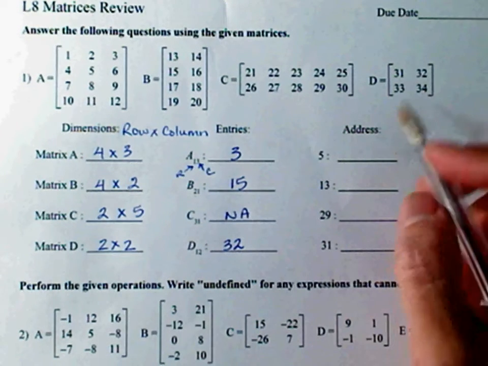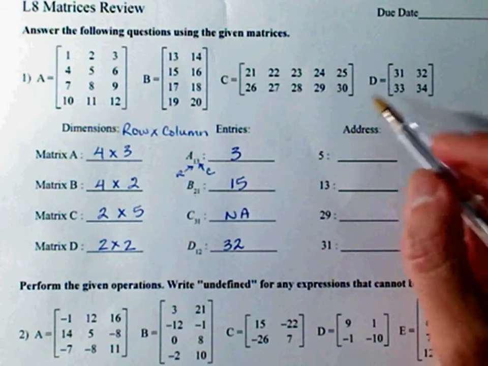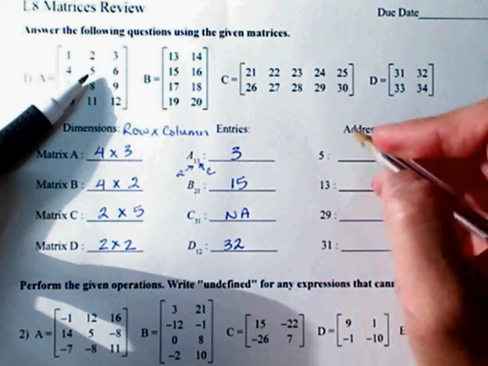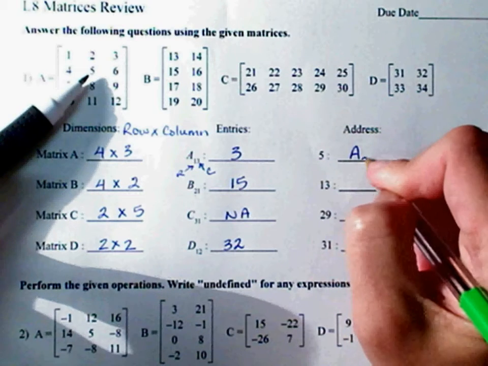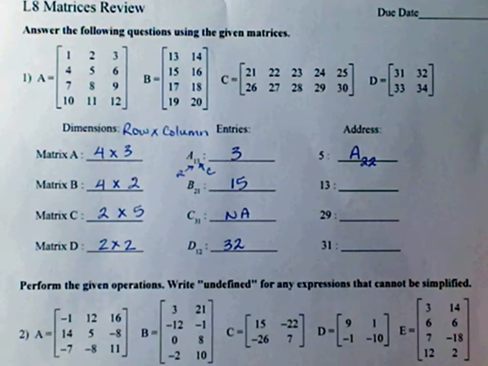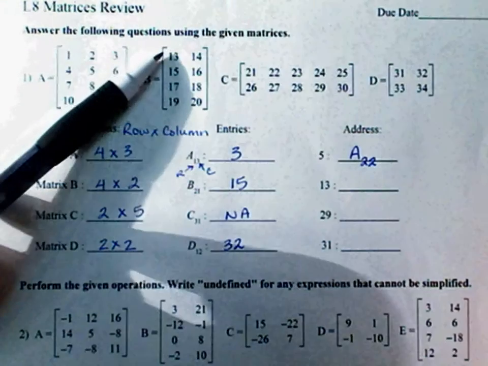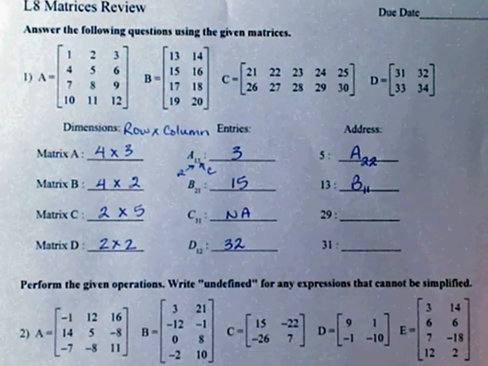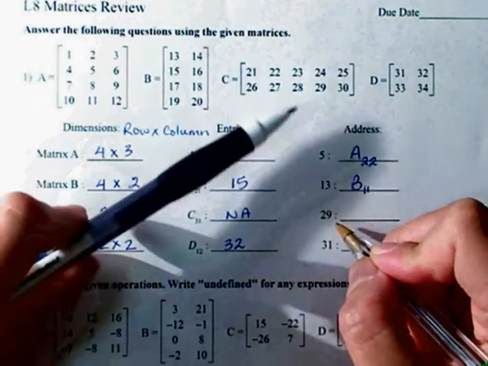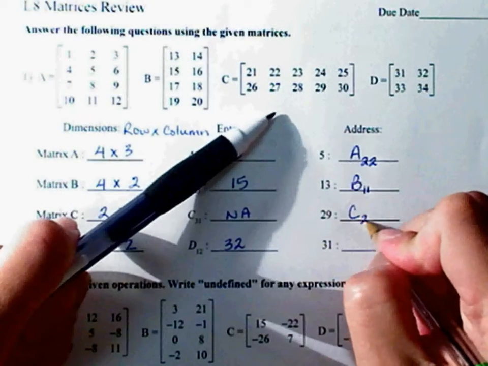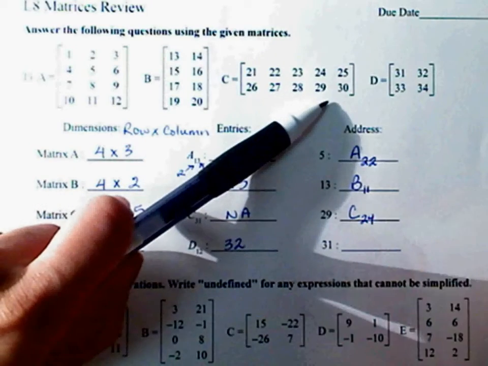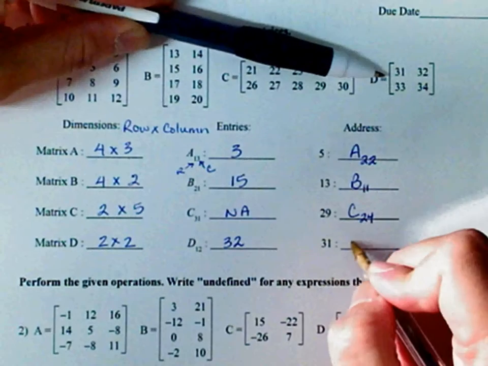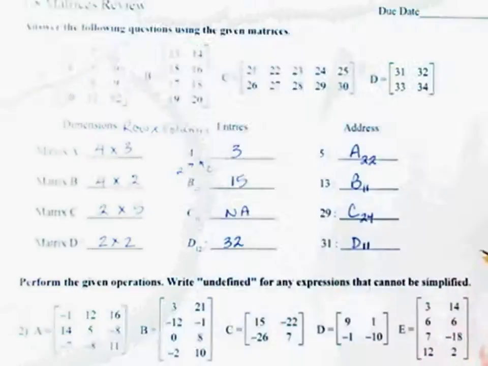Your address, it's wanting the location of each one of these entries. For matrix A, number 5, it's in matrix A, second row, second column. Okay. Matrix B, number 13, it's in matrix B, first row, first column. Number 29 is in matrix C, second row, 1, 2, 3, fourth column. Write it as a subscript, please. Matrix D, number 31, first row, first column. And there you have your address.